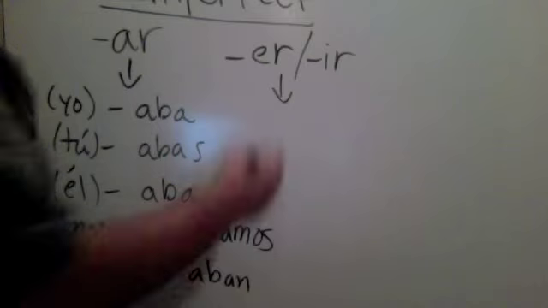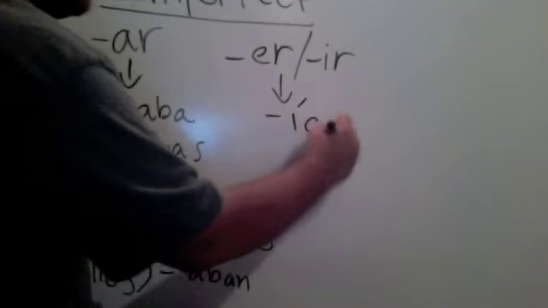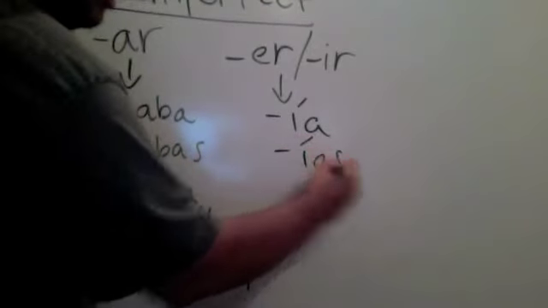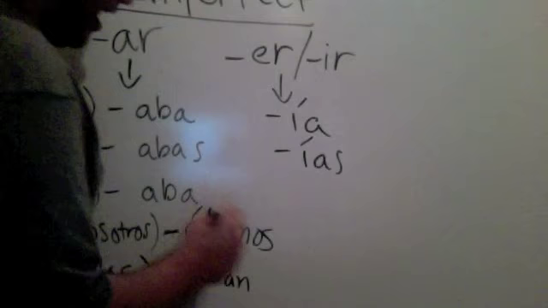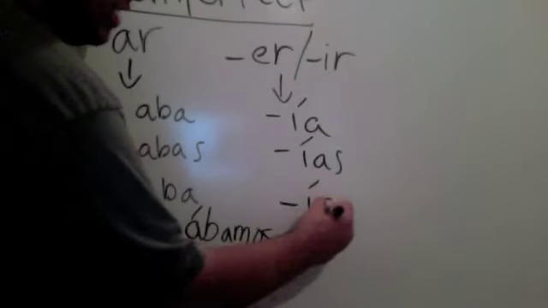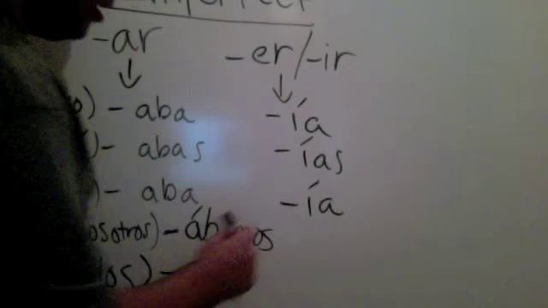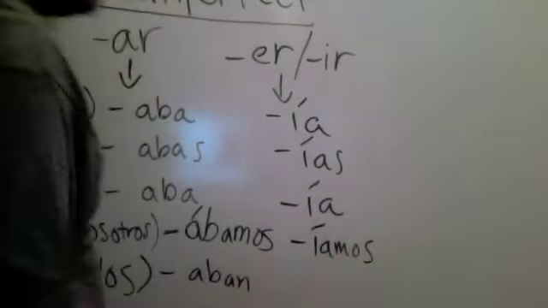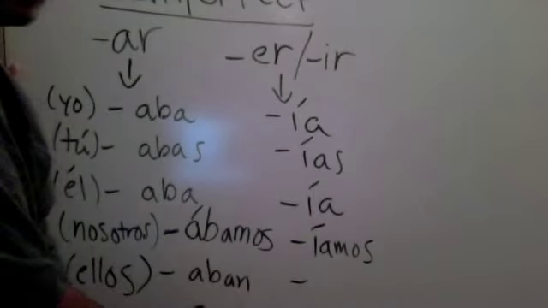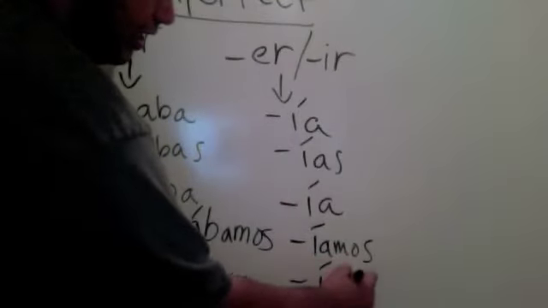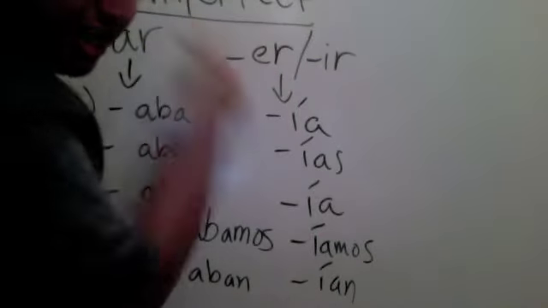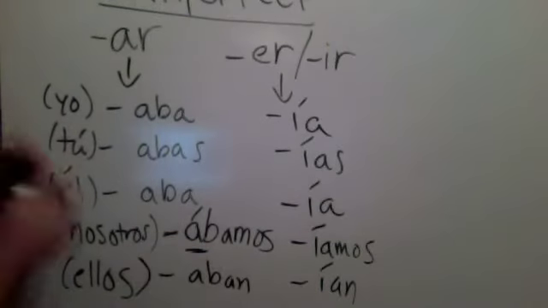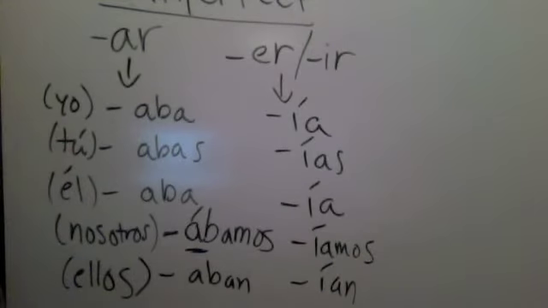For ER/IR, your endings are: yo, tú, él, ella, usted, all have the same ending, ía. Nosotros, íamos. Ellos, ellas, ustedes, ían. Now these are nice because the accent is on the I throughout all the endings. For the AR, the only accent is on the nosotros, that A. Okay? So take a second to write those down. I'm sure that's what you're doing.